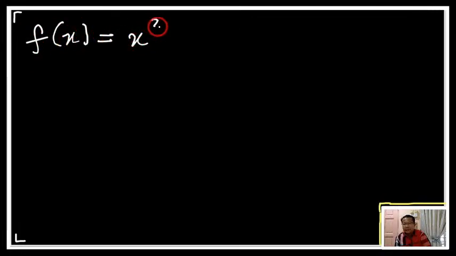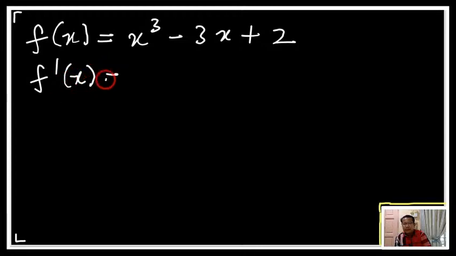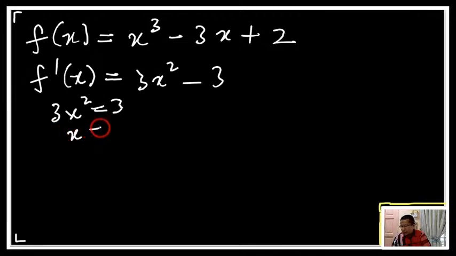Next, let's have a look at an odd polynomial function. Let's say your function is f(x) equal to x cubed minus 3x plus 2. So f prime is equal to 3x squared minus 3, and this one is for the critical point. This one equal to 0, so 3x squared equal to 3, x equal to plus minus 1.